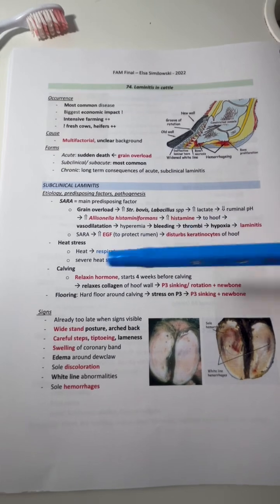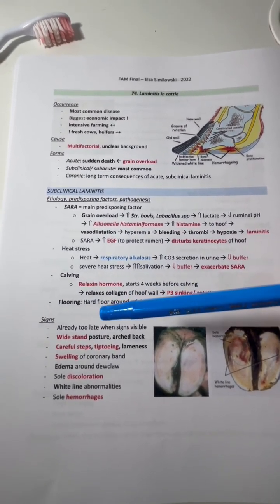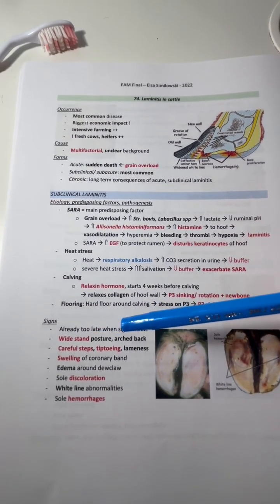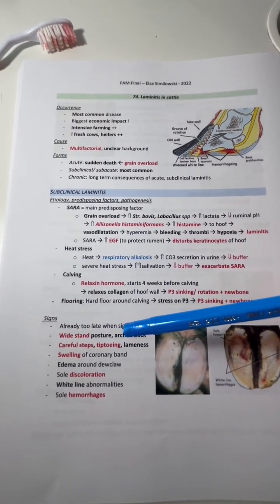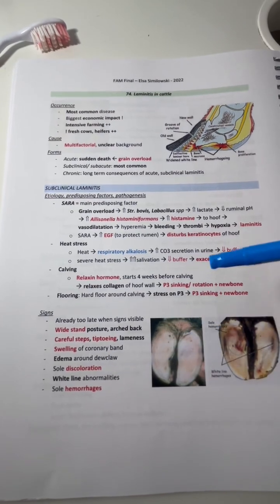For the signs, it's already too late when signs are visible. Cows will have a wide stance, posture, and an arched back, and they have careful steps and they are tiptoeing. And then there's also a swelling of the coronary band. And there will also be sole discoloration as seen here, and sole hemorrhages.